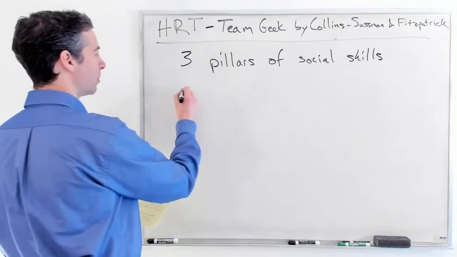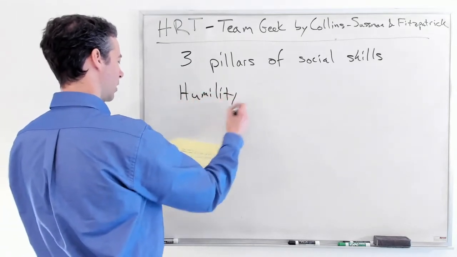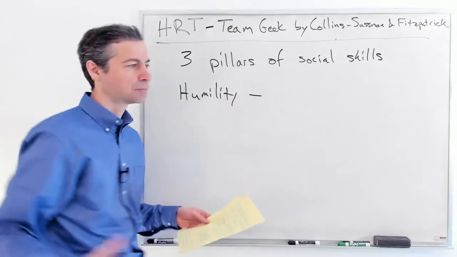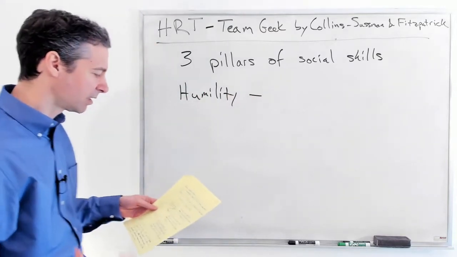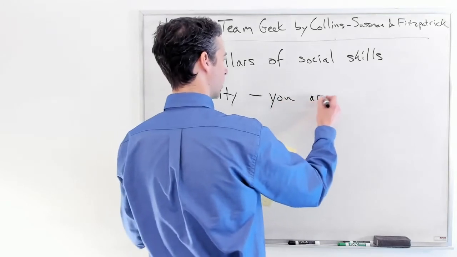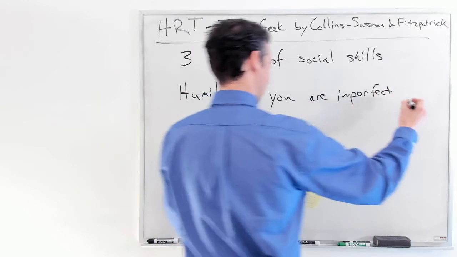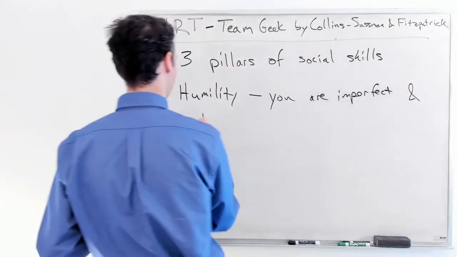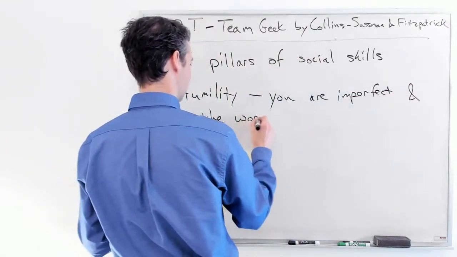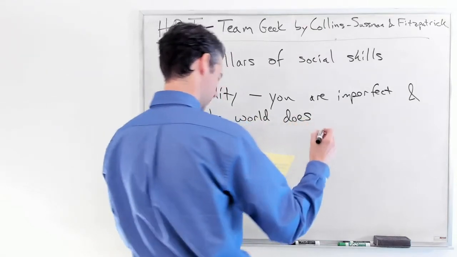So what are we talking about? Let's get some explanation up here. So humility. I think the simple way to summarize this is that you are imperfect and the world does not revolve around you.